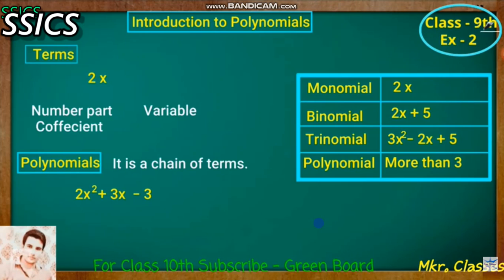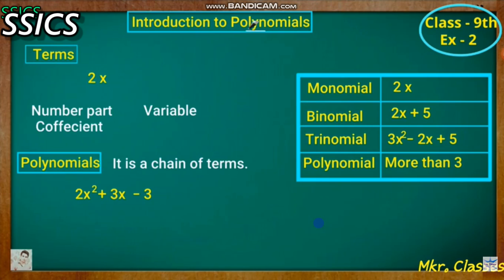First, we have to discuss the introduction of polynomials. Let's recall some of the basics about algebraic expressions. First one is terms. For example, 2x, it is a term. In 2x, 2 is the coefficient and x is the variable. 2 is the coefficient or number part. We call the coefficient the number part.